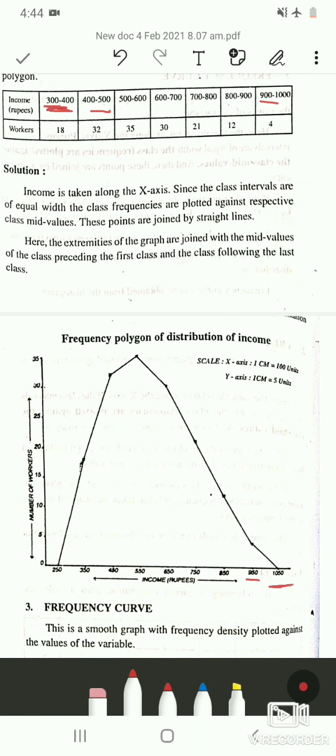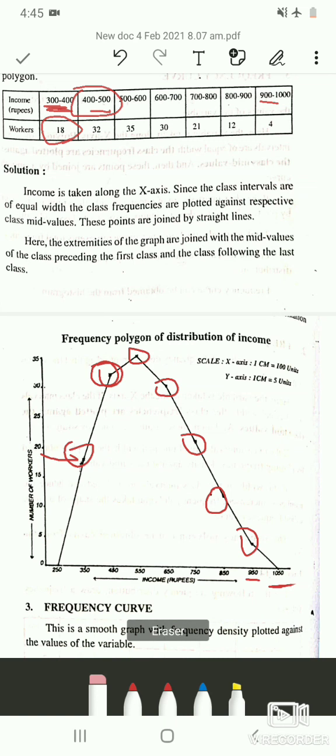So for this class interval the mid value is 350 and the number of workers is 18, which is somewhere here. Make a dot. Then for the next class interval the mid value is 450 and the value is 32, which is somewhere here. So for 450 plot 32. Then for 550 it is 35, which is here. Similarly make a dot for all the mid values of class intervals.